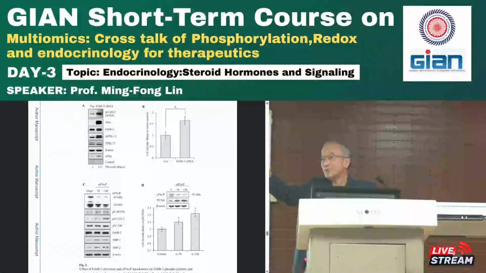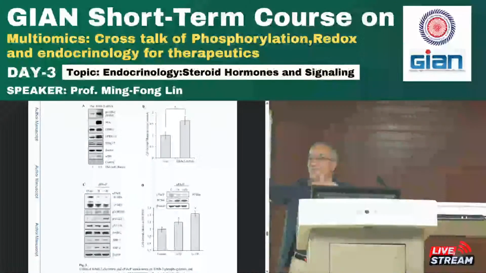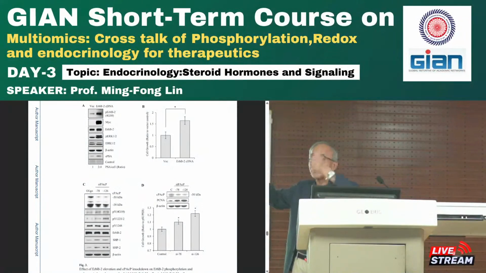But SHIP1 and SHIP2 are phosphatases. When they go up, ERB2 should go down or go up? Should go down, because when the phosphatase goes up, the corresponding kinase phosphorylation should go down. So they don't follow the dogma. They don't follow the relationship. But only the PAP, when it went down, ERB2 goes up. So this is again a lot of data.